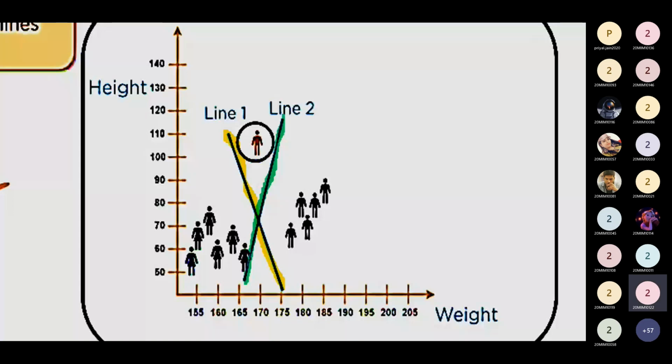Yes, sir. So can anyone tell me which line I must choose? Just line 1 or line 2? And why? This is a big question. Can anyone tell me why I must choose line 1 or line 2? Any specific reason? Please tell me. Just think and tell me.